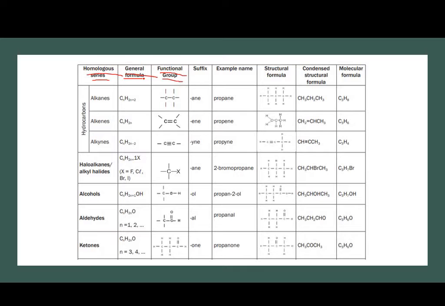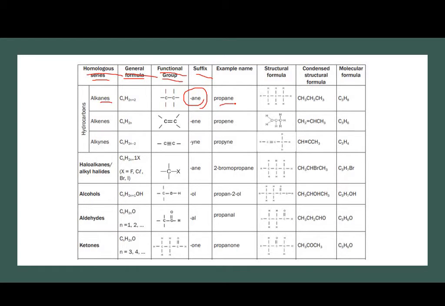The general formula is a formula that indicates the types of atoms and the ratio of the atoms to one another. And then the functional group is a group of atoms that determine the physical and chemical properties of carbon compounds. And then we have the suffix. Suffix is an end name. As you can see, A and E, that is the suffix for this particular homologous series.